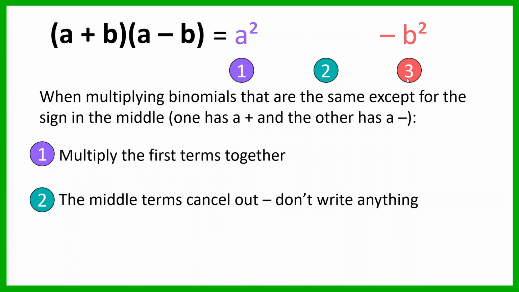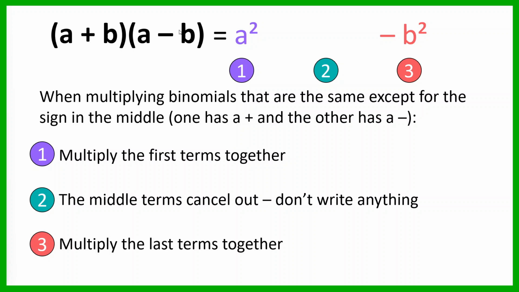So then you're going to go straight on to the last term, which you get by multiplying the last term in each set of brackets together. So I have positive b multiplied by negative b. And because one of these will always be positive and one will always be negative, you will always get a negative term over here. So it's always going to be negative.